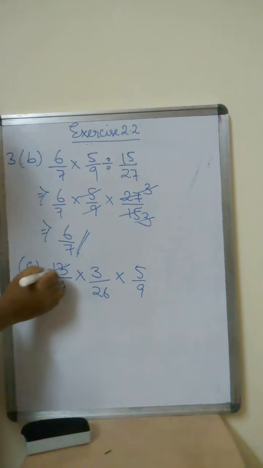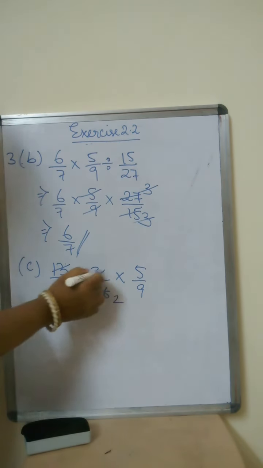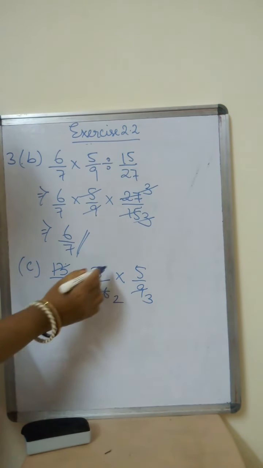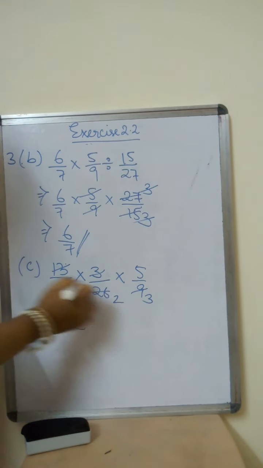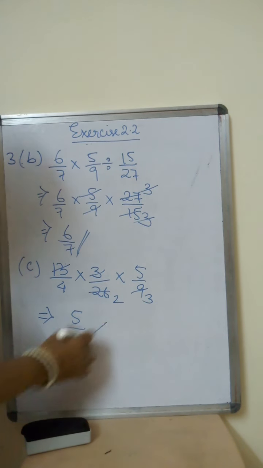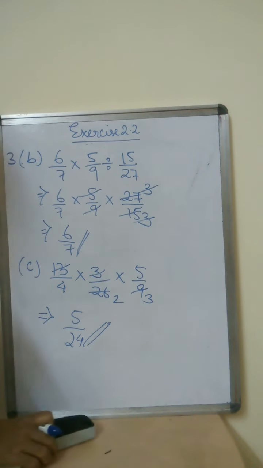So in the table of 13 we get 13 2s are 26. Right? 3 3s are 9. Right? So what did we get as the answer? Answer is 5 by 4 2s are 8. 8, your 4 2s are 8. 8 3s are 24. Right? So this is your answer. Right? Next we come to number D.